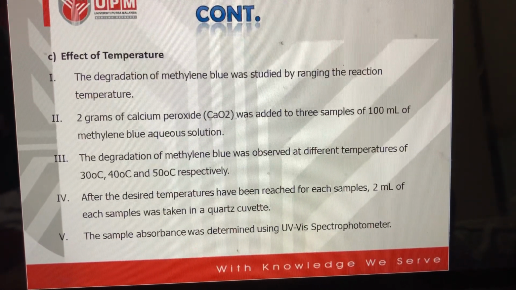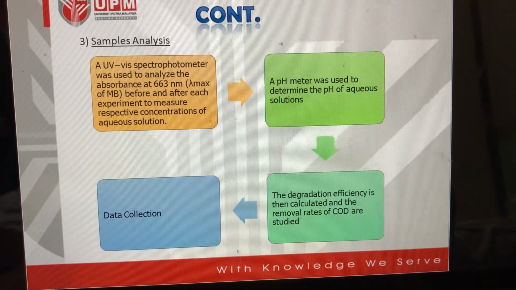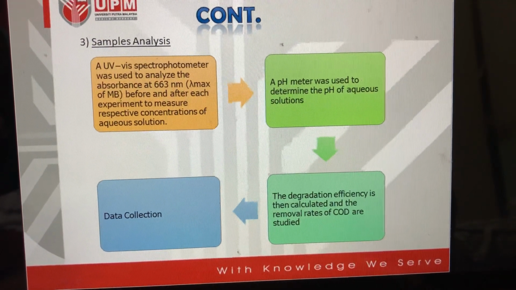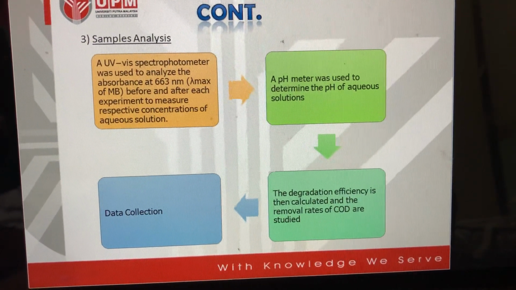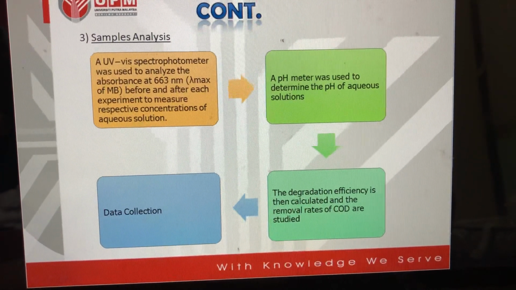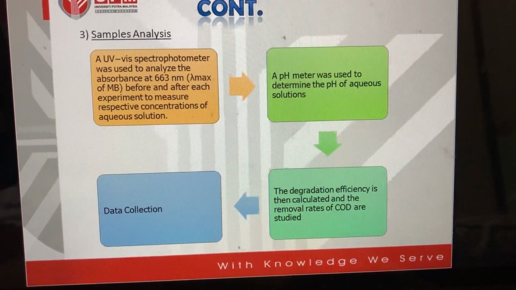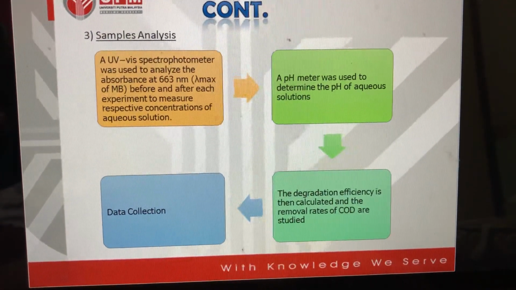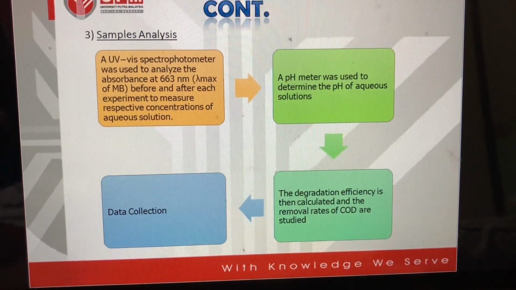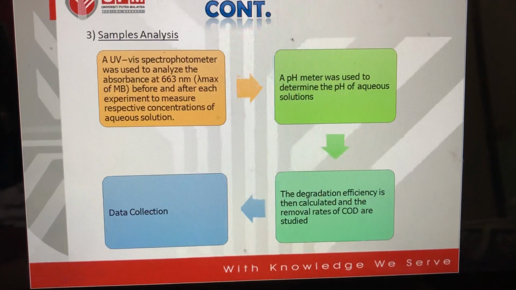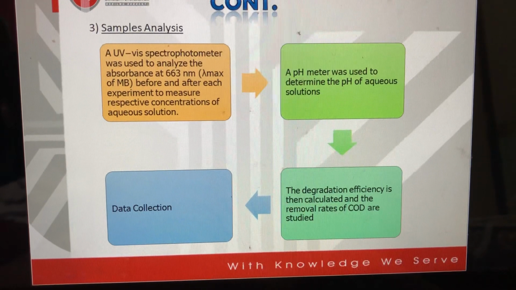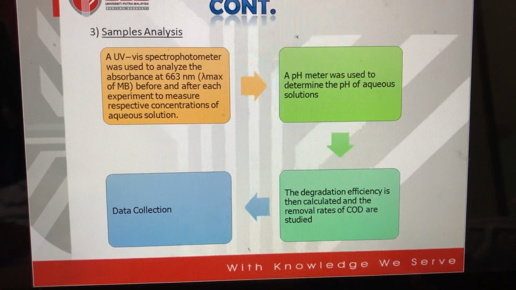During the sample analysis, the spectrophotometer was used to analyze the absorbance at 663 nanometer before and after each experiment to measure the concentration of the aqueous solution. The pH meter was used to determine the pH of the aqueous solution. The degradation efficiency is then calculated and the removal rates of chemical oxygen demand are studied. Then the data collection is obtained.